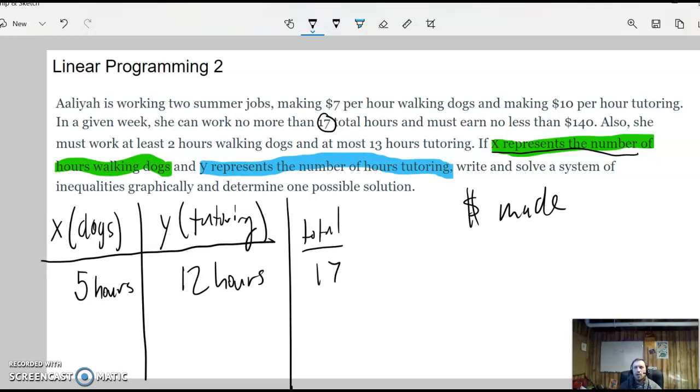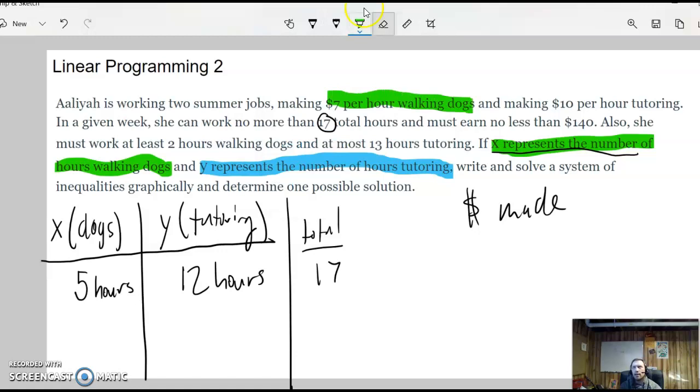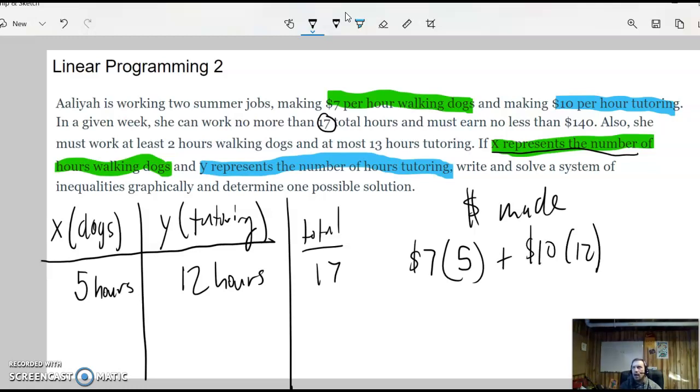Now, how much money did we make? Let's read: it says $7 per hour walking dogs, so I'm going to highlight that green. And then how much for tutoring? $10 an hour tutoring. So you're like, yeah, I do more tutoring, silly. Okay. So for dogs, 5 hours times $7, and I like to put the number on the inside, so 7 times 5. Then I'm going to add that to how much I make tutoring, so $10 per hour times 12 hours.